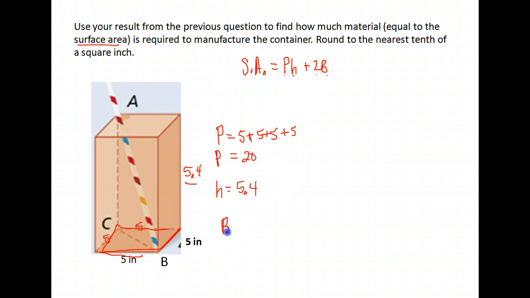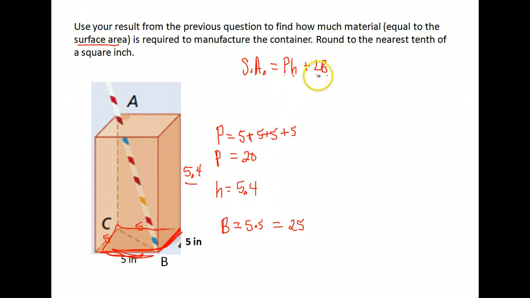And what is the area of the base going to be? Well, the base is a square. Okay, and to find the area of a square, you take the side times the side, or the length times the width. We're basically doing 5 times 5 because that was the length of our sides. And 5 times 5 is 25.